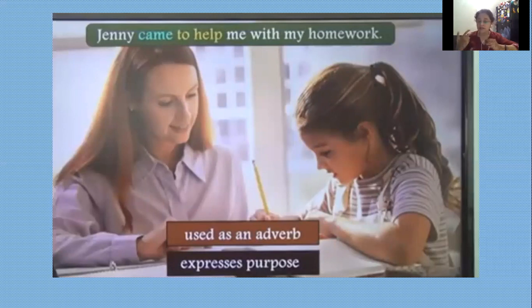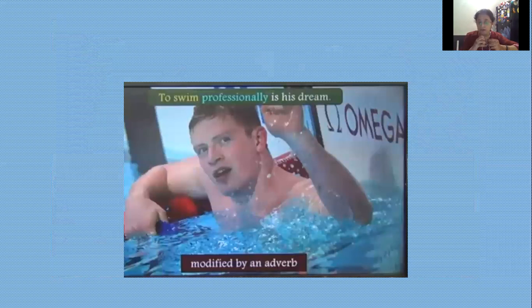Fine. Then you can say as a complement, to qualify an adjective or a noun. This is not the time to laze. So to swim professionally is his dream. So it is modifying what? Adverb. So anything which is modified by an adverb here can also be non-finite.